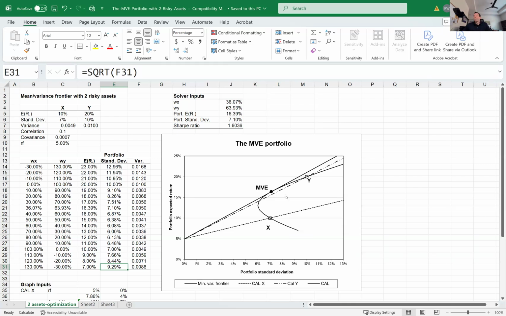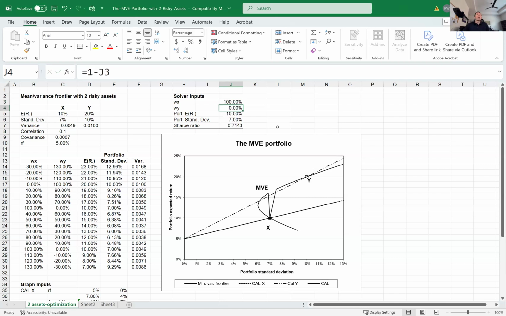Now, when you open it up, we've already got the solution. We can see it's right here, and these are the values. Let's change that so we can see how we will actually find those if the solution isn't automatically given to us. So we go up here, and we're going to have Solver find the weight on X that creates the MVE. So for right now, let's just put 100% of my money into X. It's not a very pretty graph, but now the weight on X is 100%.